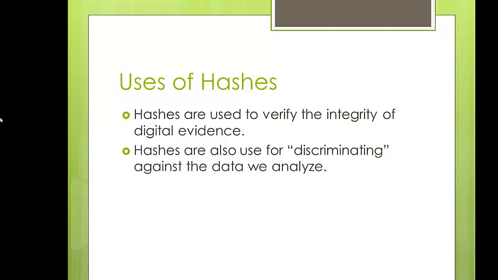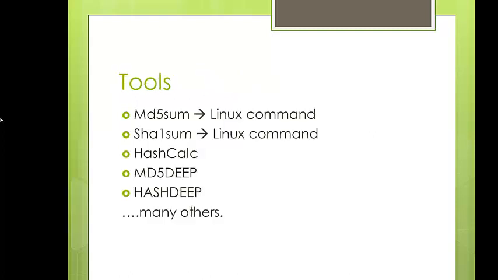That's one kind of discrimination against the data that we have, that we are using the hash values for. The other kind is that there are very well-known good files like system files that we can also get the values of and run against our image that we are analyzing, and just exclude those well-known good files from our investigation, which will save us a lot of time.